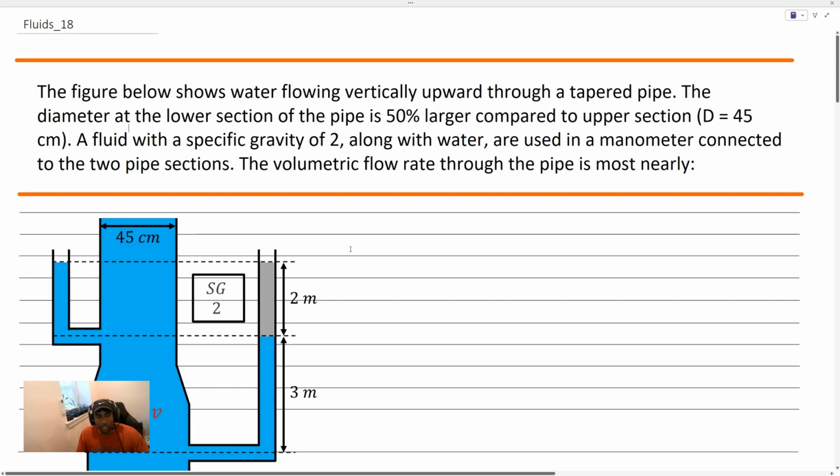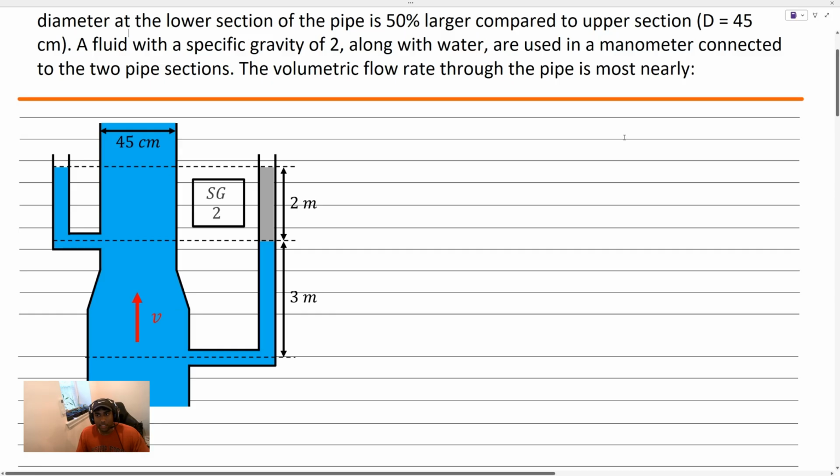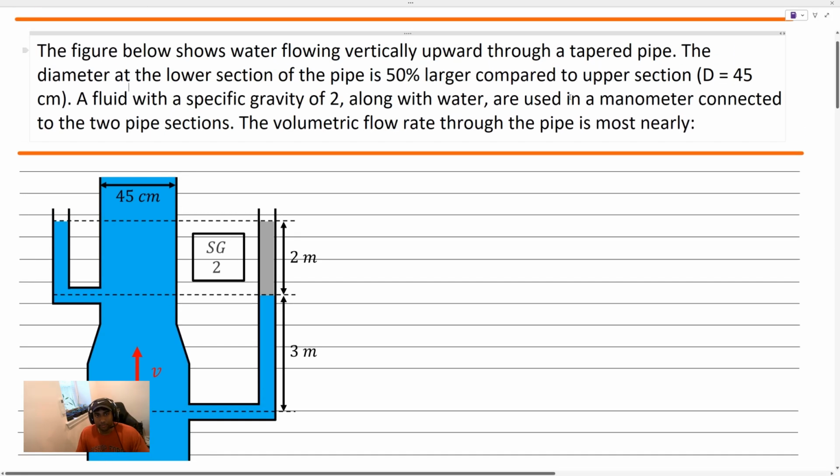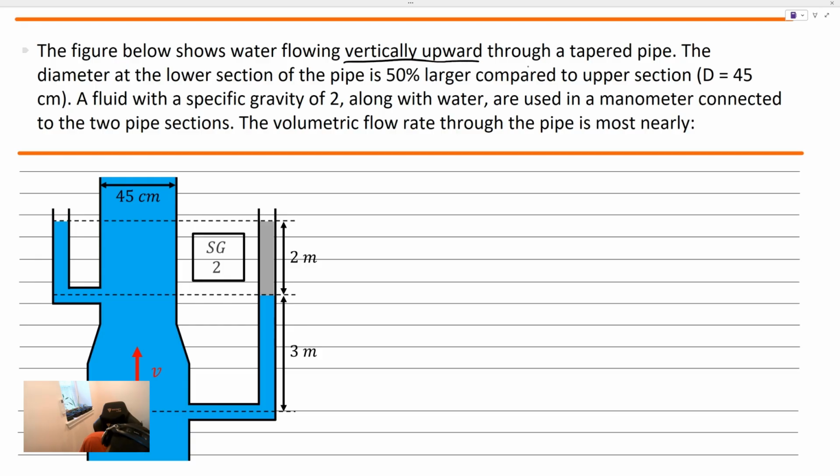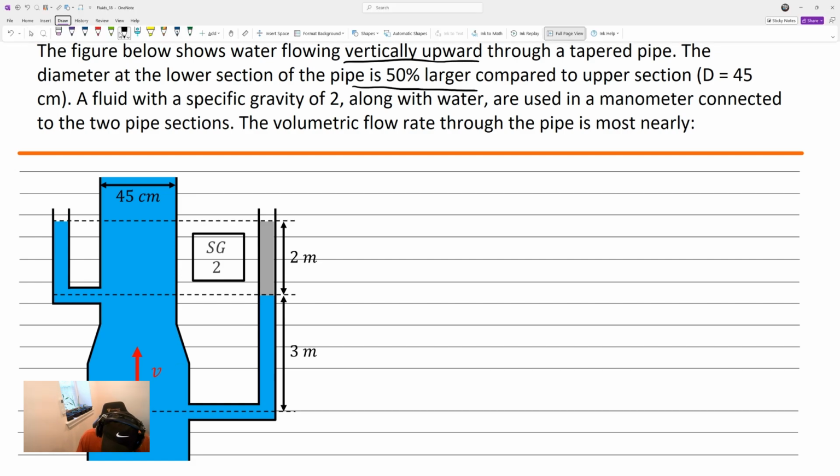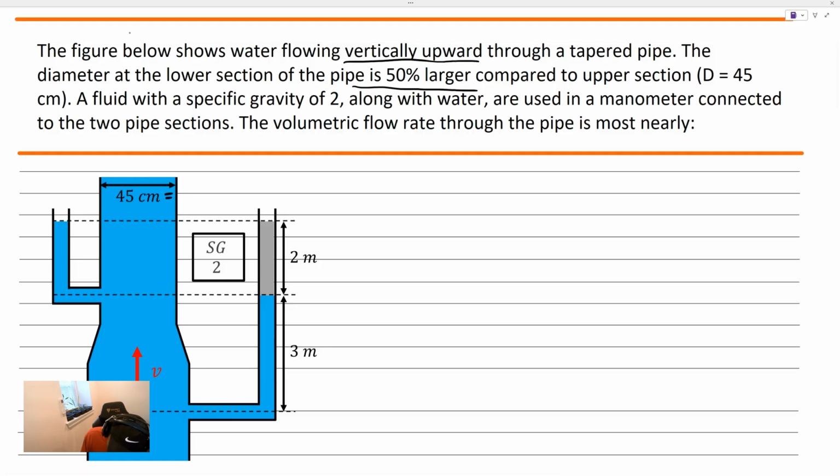Let's transfer this to a clean sheet of paper here, and let's note down some of our givens. Firstly, it says that the water is flowing vertically upward through a tapered pipe. And additionally, the lower section of the pipe is 50% larger. That means that if the upper section of the pipe is D, the bottom section of the pipe would be 1.5 times D, or 50% larger.